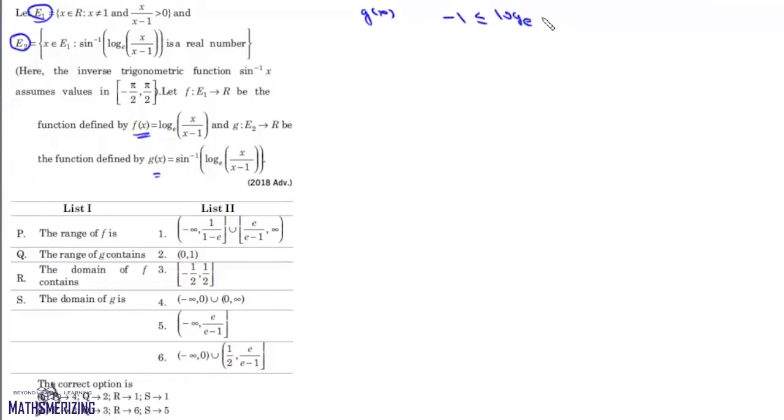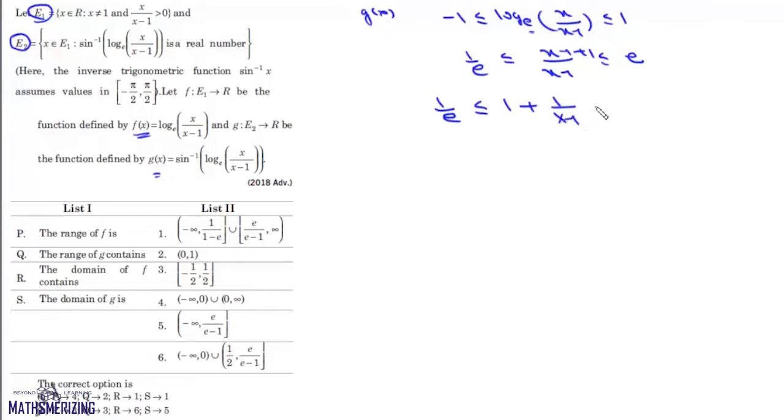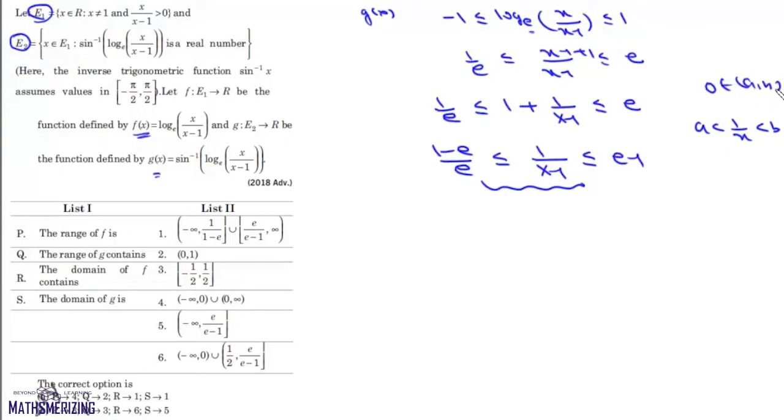this log e of x upon x minus 1 should lie between minus 1 and plus 1. Now the base is greater than 1, so we will take the anti-log and the sign won't change. So we'll get 1 upon e is less than x upon x minus 1 is less than e. Now we'll subtract 1 and add 1. We can write 1 upon e is less than 1 plus 1 upon x minus 1 is less than e, or we can write 1 minus e upon e is less than or equal to 1 upon x minus 1 and is less than e minus 1. Now this interval contains 0. Now we have the condition that 1 upon x lies between a and b, where 0 belongs to a and b. So here either the value of x is less than 1 upon a or the value of x is greater than 1 upon b.